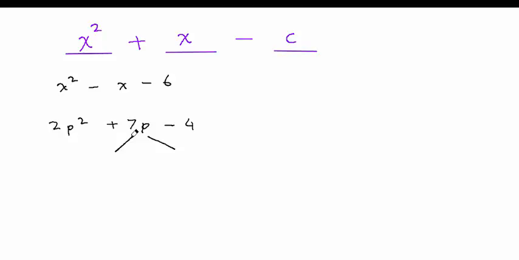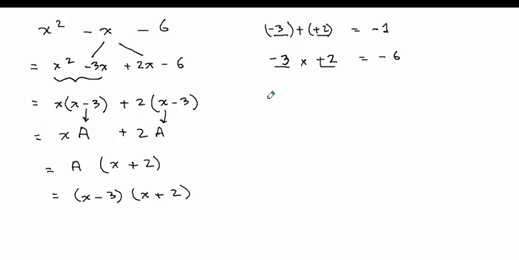We had 2p squared plus 7p minus 4. Once again, the idea is to break this down, to split this middle term into two pieces, so that we have two numbers. We need two numbers. I'm going to write that over here. Something plus something is going to be equal to a positive 7, and then the same two things multiply to give us 2 times negative 4, which is negative 8.